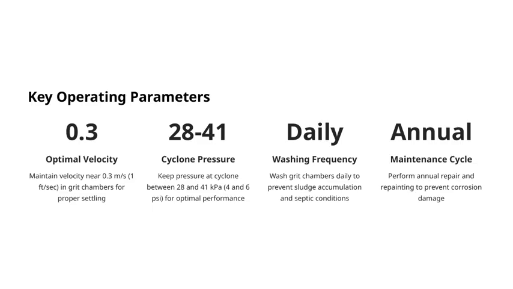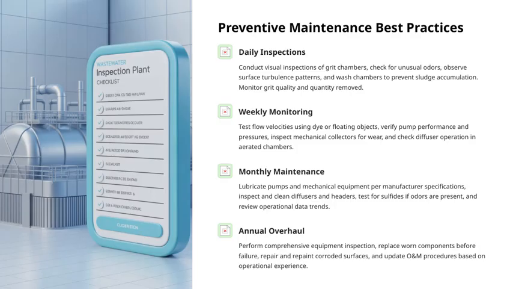This helps prevent corrosion and extends the lifespan of the equipment, keeping everything in top shape year after year. All these parameters are interconnected and vital for the overall health and efficiency of our operation, supporting the broader goal of effective and sustainable water treatment. Let's dive into some best practices for preventive maintenance that can really make a difference in our operations.